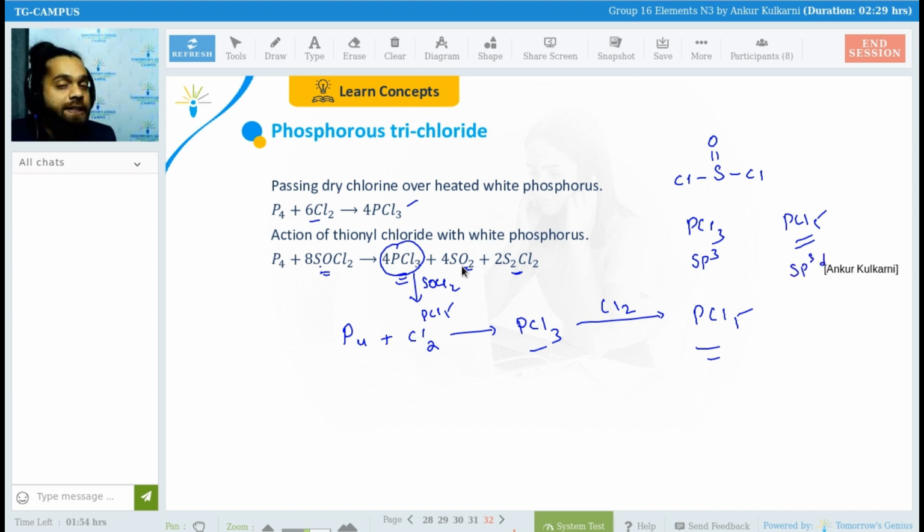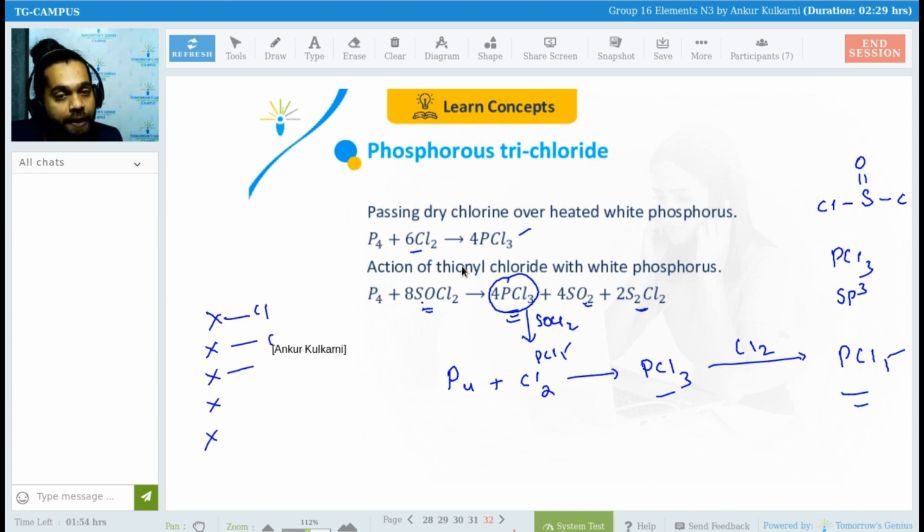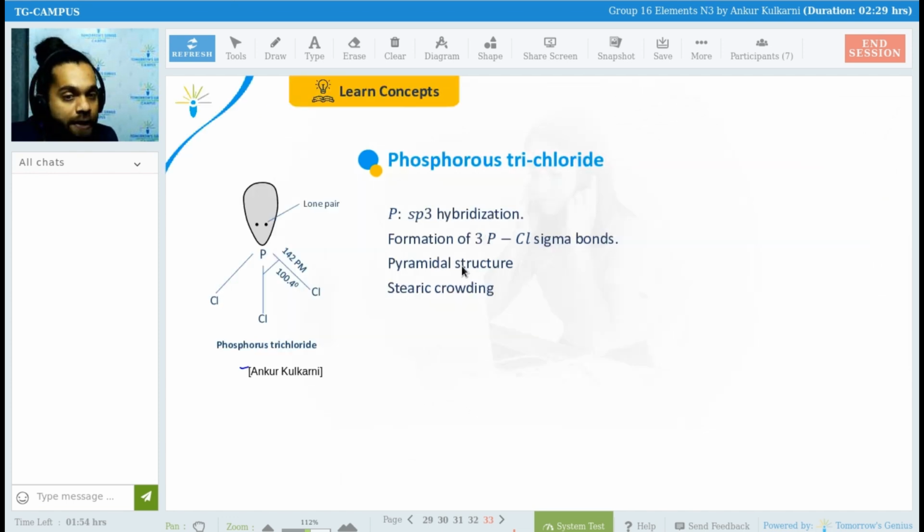So PCl3 is the same as PH3. Everyone look over here. In PCl3, phosphorus again contains 5 valence electrons. So 1, 2, 3, 4, 5. Cl, Cl, Cl. And I have a lone pair. So 3 bond pairs and 1 lone pair. The number is 4, which means sp3, and sp3 means tetrahedral. That is how your PCl3 looks, with sp3 hybridization and sigma bonds.